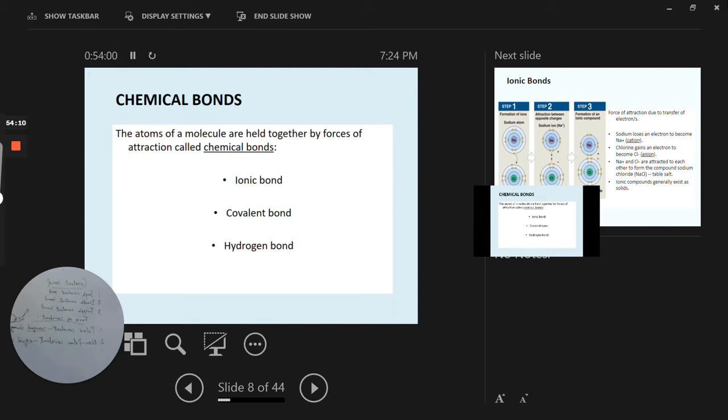What's the name of this bond that joins two water molecules together? Hydrogen bond. Does it make sense? Don't forget, I'm talking of the bond that joins two water molecules together, not the bond that joins hydrogen with oxygen within a water molecule. No. I'm talking of the bond that joins two water molecules together. So here I have three water molecules: this is number one, number two, number three. Hydrogen bond is a force of attraction that holds them together.